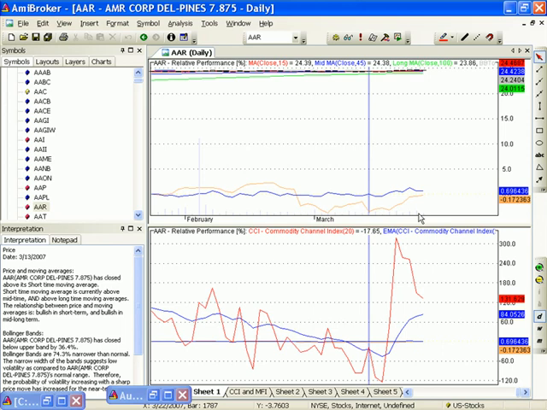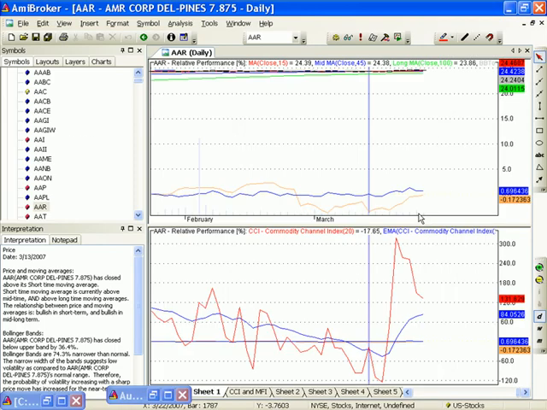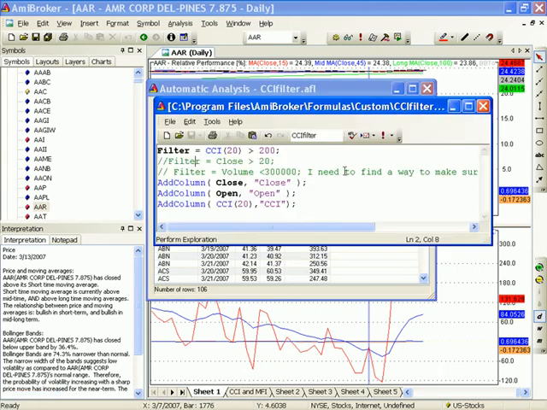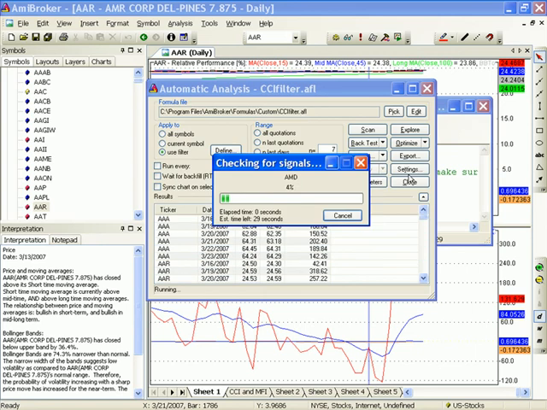So I need to modify that filter so that it includes only companies that are over 300. Oh. Let's see, what can we do to modify that? Edit. Okay, I'm going to reactivate that filter. Control S, and we'll run that scan again. Exploration, rather.